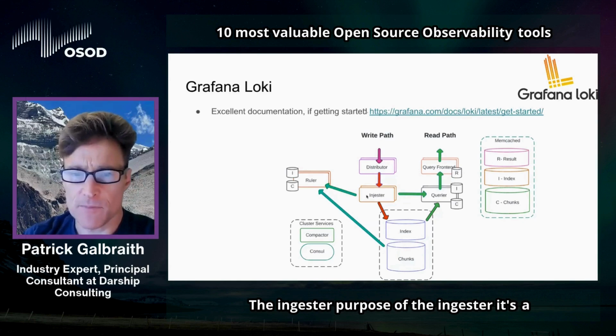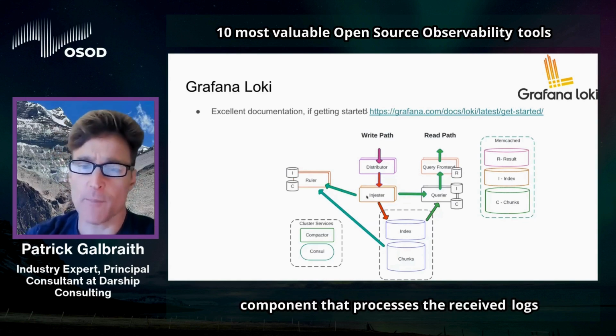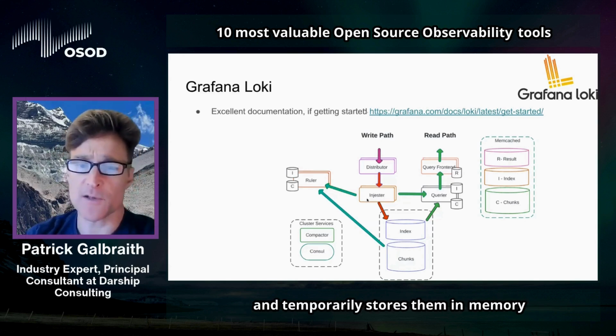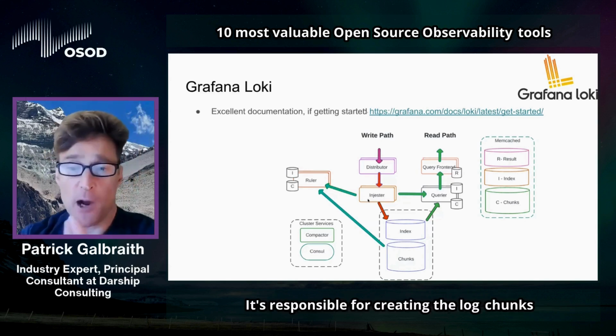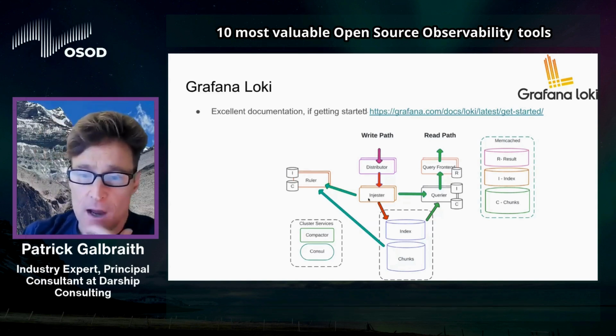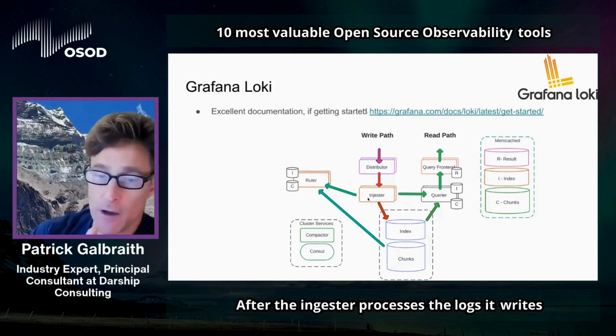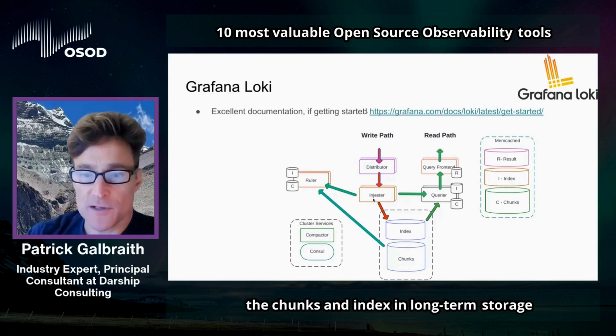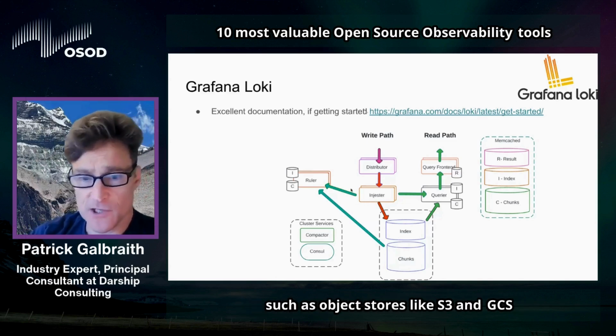The ingester, purpose of the ingester, it's a component that processes the received logs and temporarily stores them in memory. It's responsible for creating the log chunks and storing the index information. After the ingester processes the logs, it writes the chunks and index in long-term storage, such as object stores like S3 and GCS.